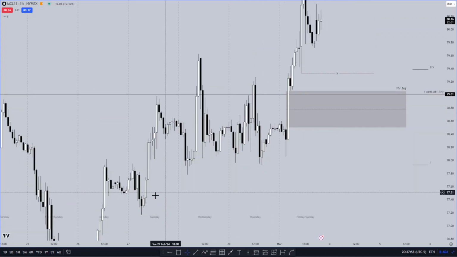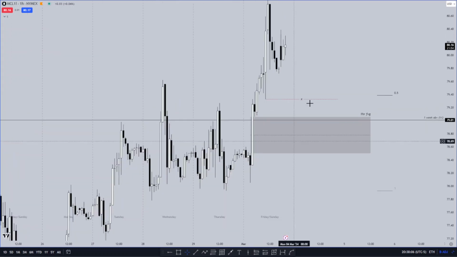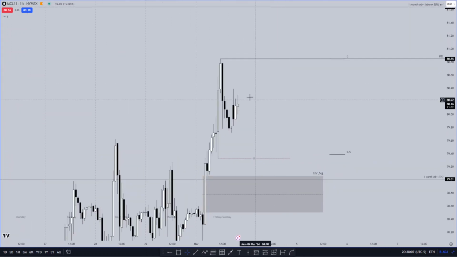Let's see, so 7 to 8 silver bullets. That was a good long from 7 to 8 silver bullets. That long was good. So for the monthly power of 3, right?